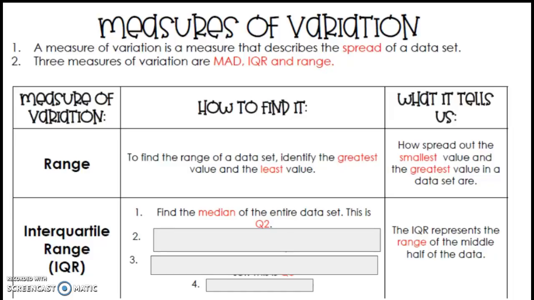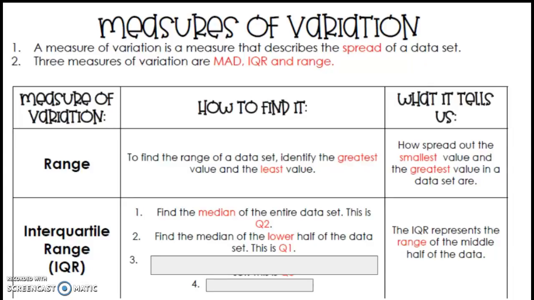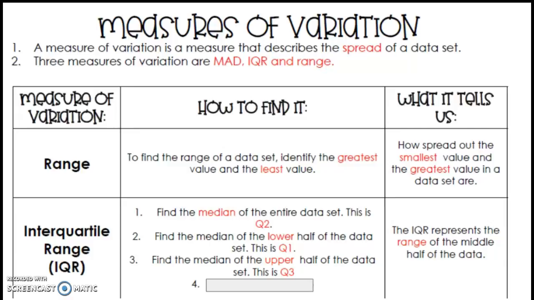You find the median of the entire data set. That's quartile 2. Then you find the median of the lower half of the data set. That is quartile 1. Again, if you have to pause at any point, feel free. I just want to keep on moving. Then find the median of the upper half of the data set. This is quartile 3. Then all you do is subtract quartile 1 from quartile 3. You always want a positive number, so we're really just looking for the distance there.